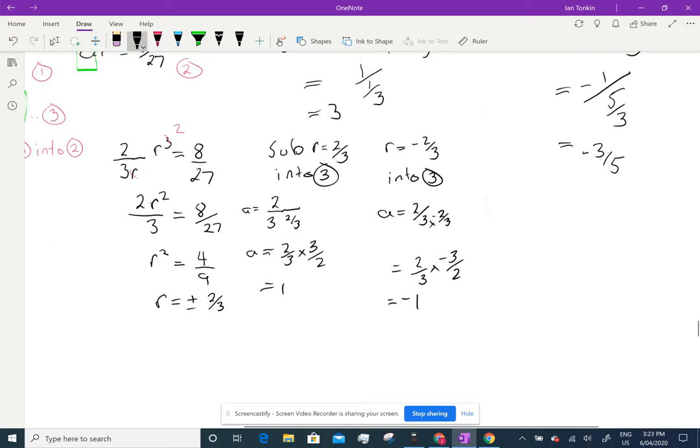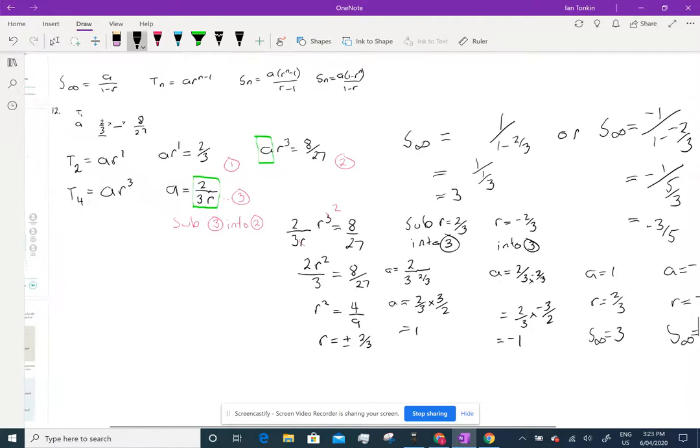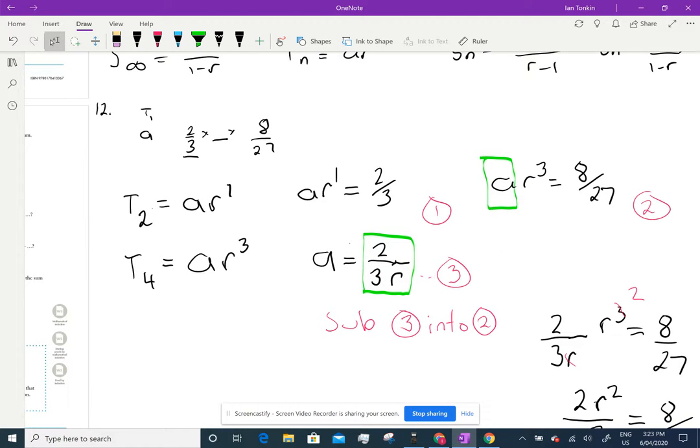All right. So, our options are A equals 1, R equals 2/3, and S of infinity equals 3. Or A equals negative 1, R equals negative 2/3, and S of infinity equals 3 on 5. But remember, if you think about it a little bit intuitively, you can avoid having to do all that. You can get the R straight away.